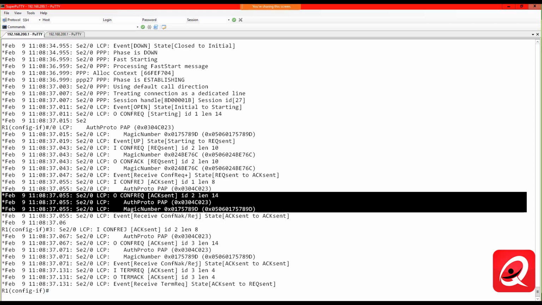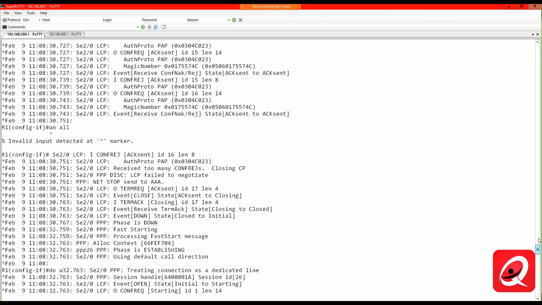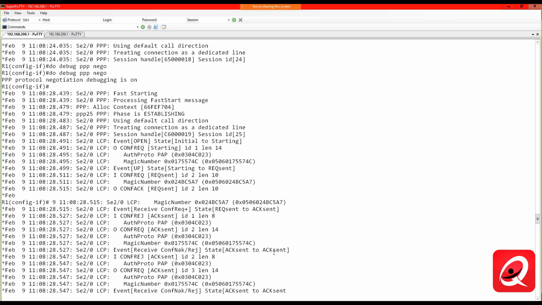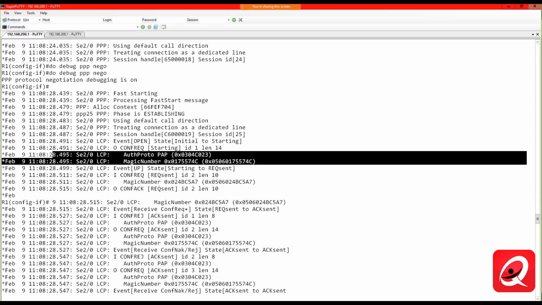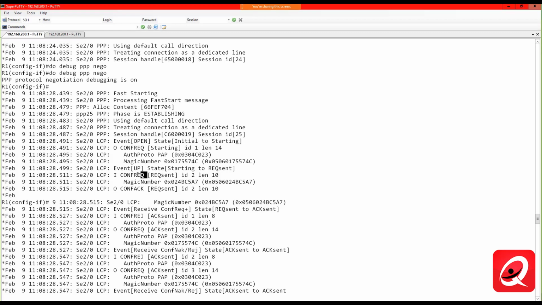In the inbound conf ACK, let me see if I can find one. I might have to scroll up here. Let me go up to the beginning. So here's the configuration request. You'll notice that this is an inbound configuration request, and this is outbound. You can tell what's missing here is the authentication piece. You'll notice that the magic numbers are unique, which makes sense because one side is going to use one magic number, and the other side is going to use a different magic number.